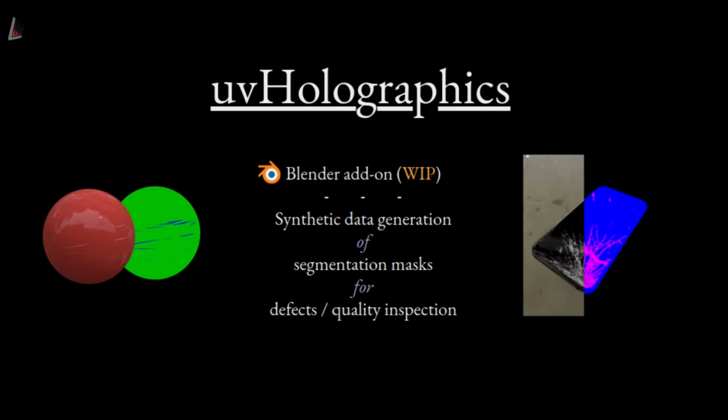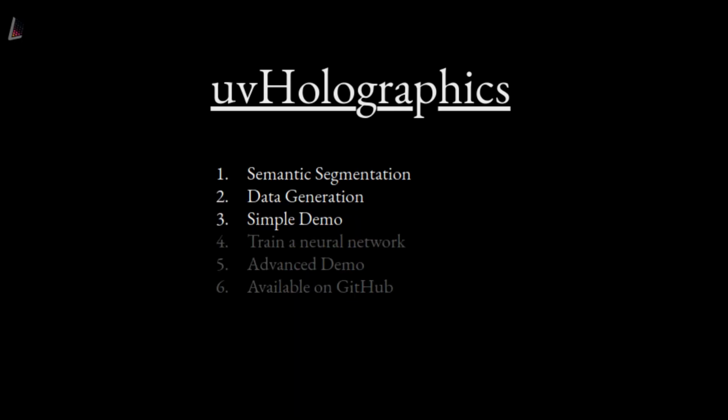In this video, I'd like to present a method to generate synthetic data of segmentation masks for defects and quality inspection. I'll first give you some context about the task of semantic segmentation and why we could use extra data. Then, I'll go through a simple demo that uses my Blender add-on. We'll use the output of this demo to train a neural network. Finally, I'll showcase some of my more complex models.